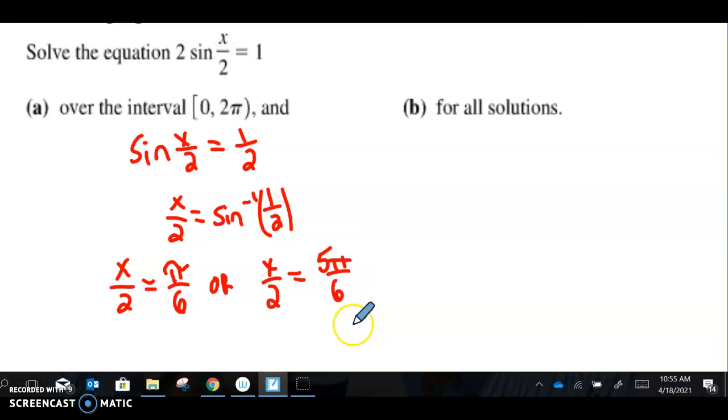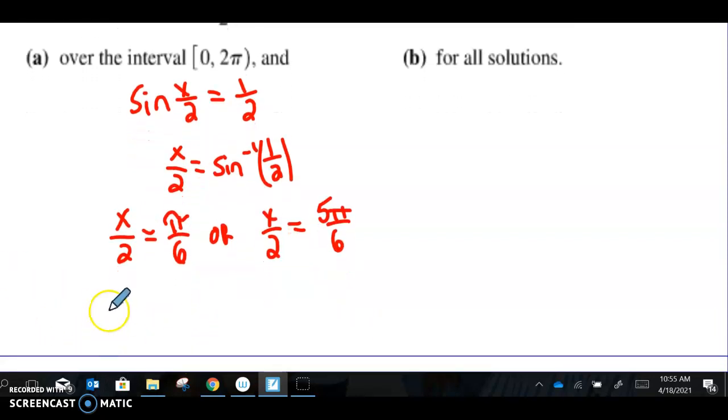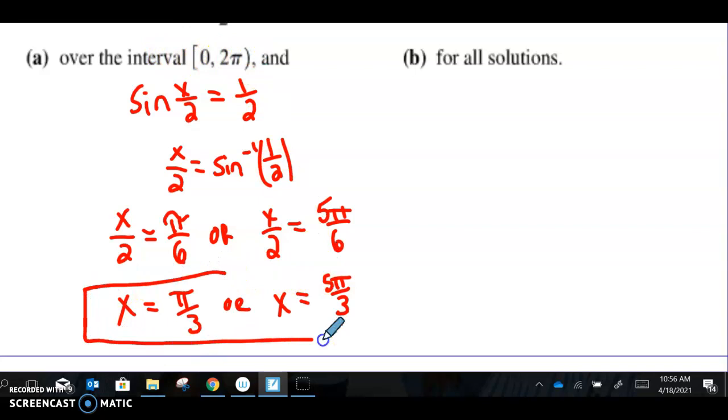That's what x over 2 is. We don't want what x over 2 is. We want x, so just multiply both sides by 2. You get 2 pi over 6, which is pi over 3, or if you multiply this side by 2, you get 10 pi over 6, which is 5 pi over 3. That's if it's over the interval 0 to 2 pi. Those are our answers, right?